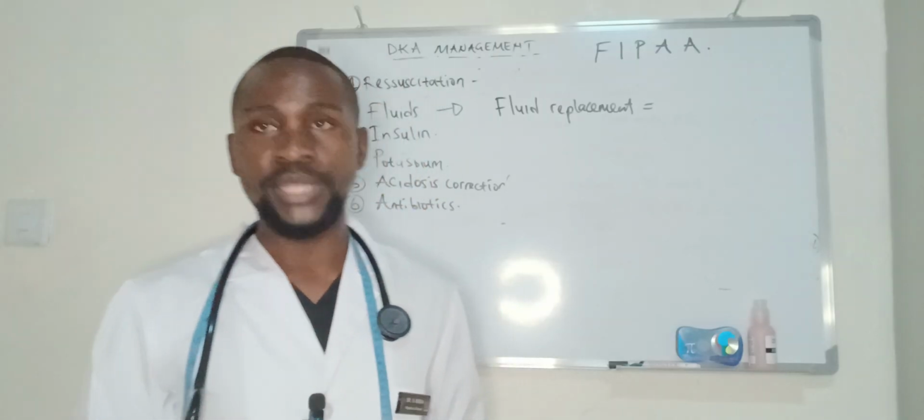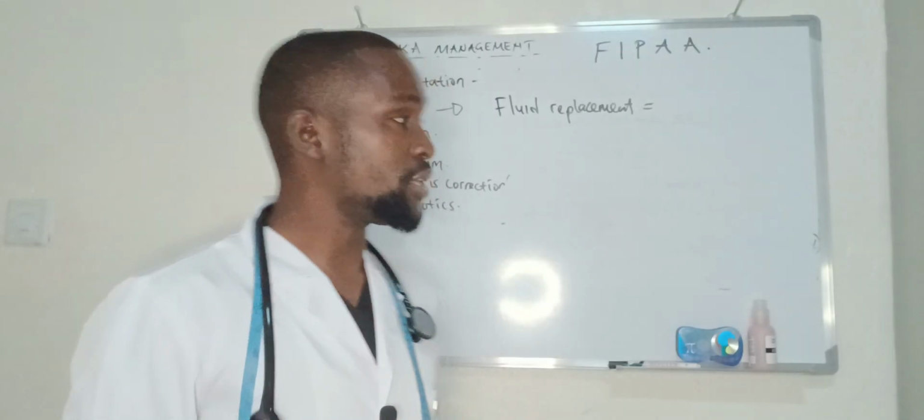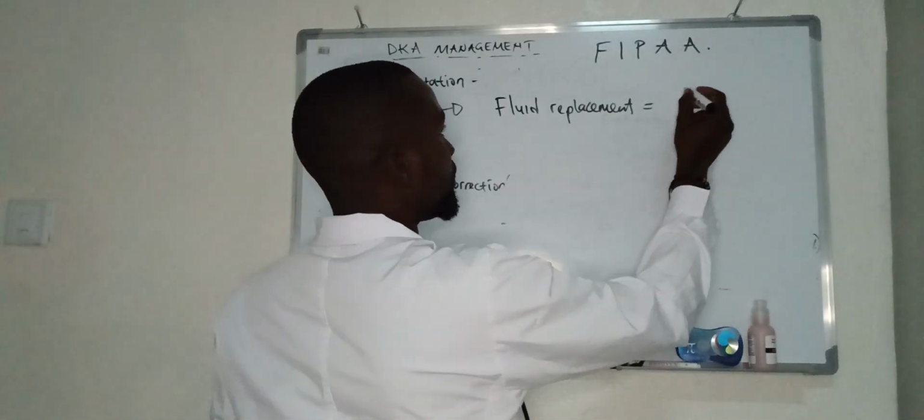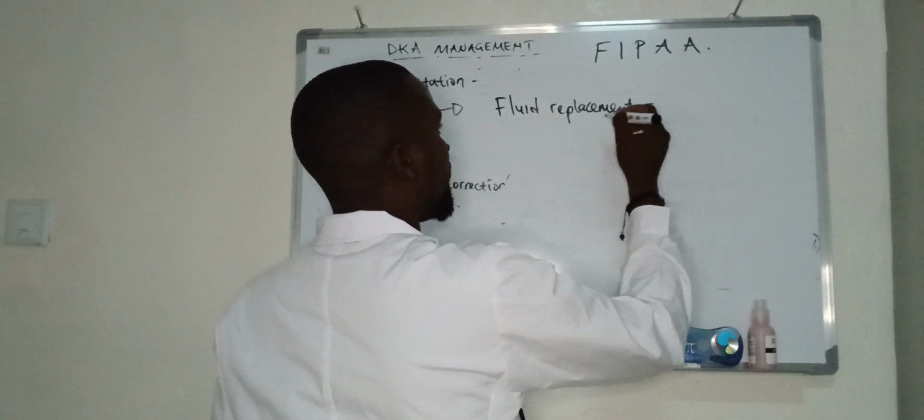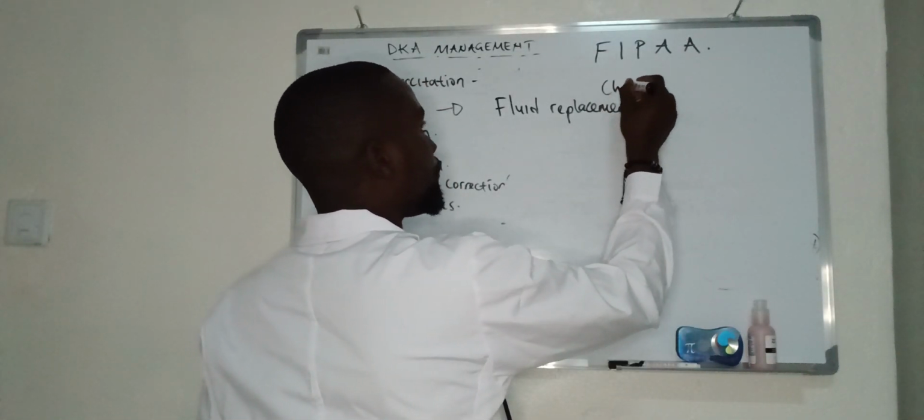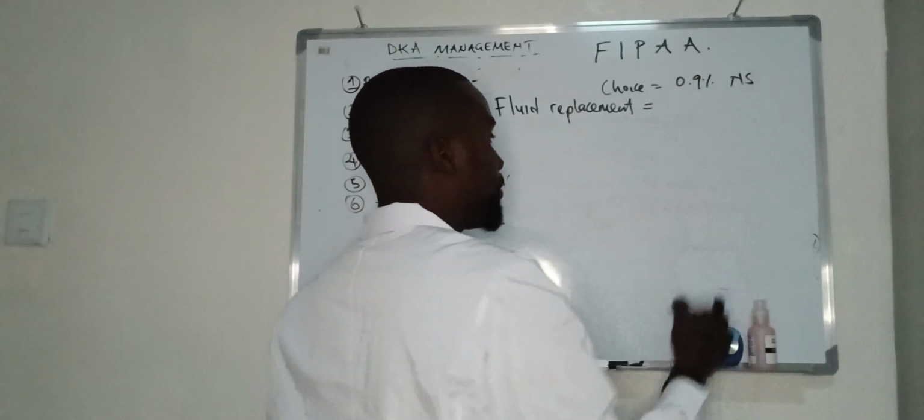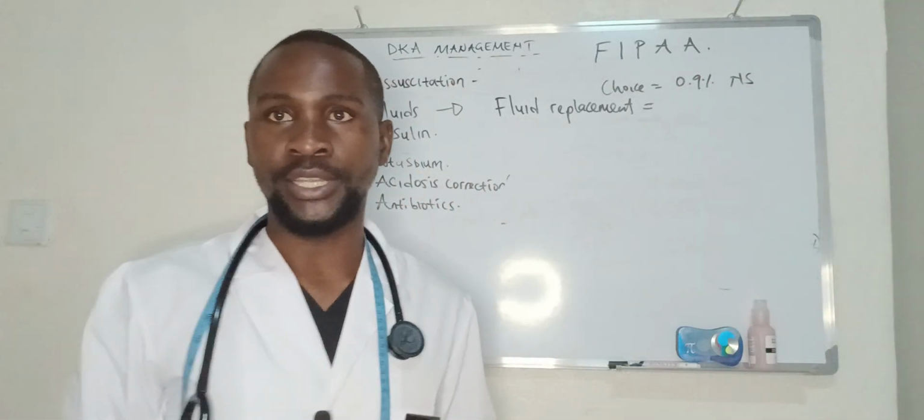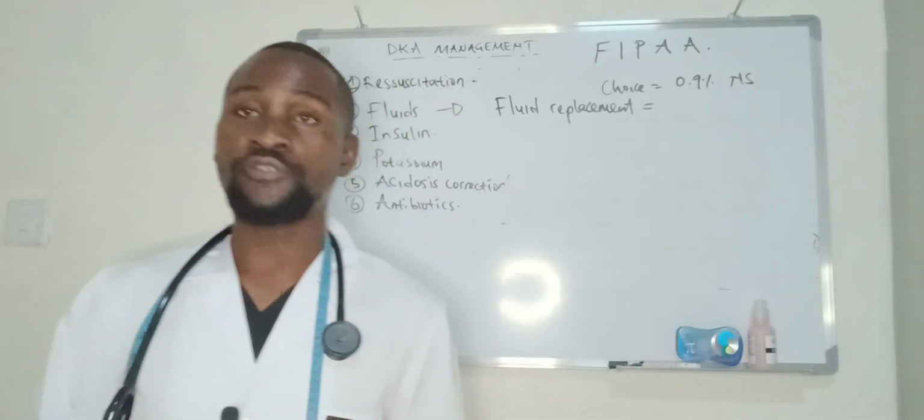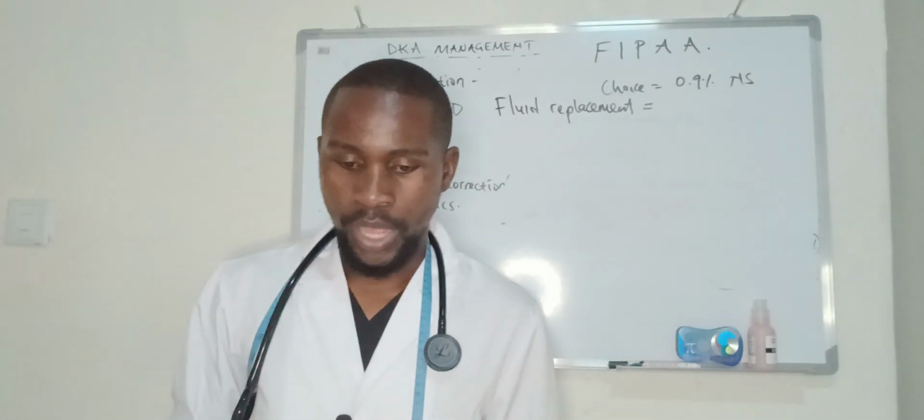So for fluid replacement, the fluid of choice we're going to be giving this patient is 0.9% normal saline for volume expansion. So that is the fluid of choice: 0.9% normal saline.